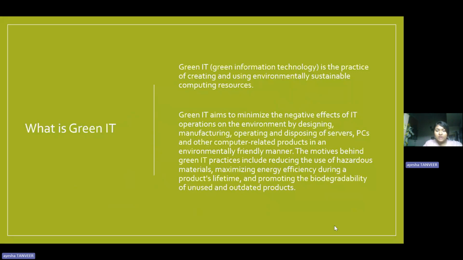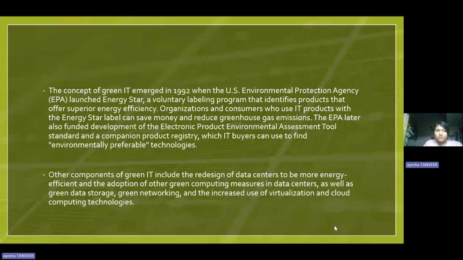The motive behind green IT practices includes reducing the use of hazardous materials, maximizing energy efficiency during a product's lifetime, and promoting the biodegradability of unused and outdated products. The concept of green IT emerged in 1992 when the US Environmental Protection Agency (EPA) launched Energy Star, a voluntary labeling program that identifies products that offer superior energy efficiency. Organizations and consumers who use IT products with the Energy Star label can save money and reduce greenhouse gas emissions.